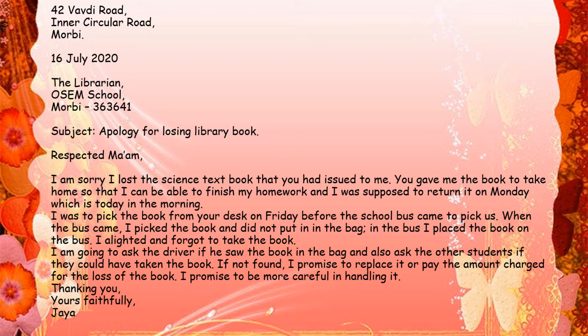Then you leave a line and you write the address of the person to whom you want to send. So you're writing it to the librarian, Awesome School, Morbi, 363641. After that, you leave a line and you write the subject. So what is the subject? What is the overall letter about? You're apologizing for losing the library book. Then you leave a line and you write respected ma'am. If it's ma'am or sir, accordingly, comma, you leave a line. Then you write, I'm sorry I lost the science textbook that you had issued to me.